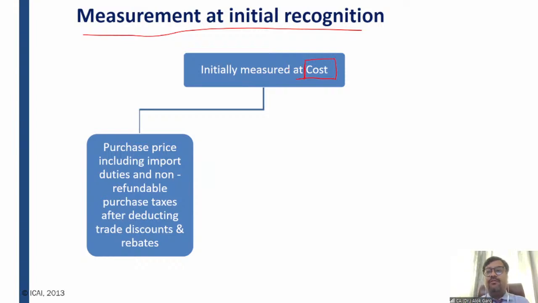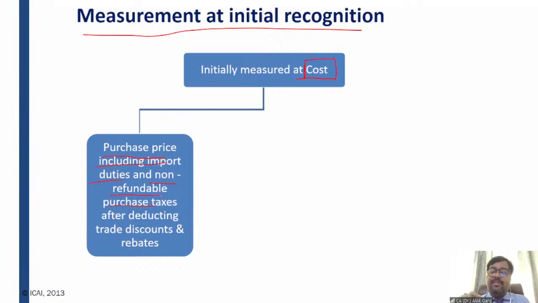And what is the definition of cost? It says that purchase price, including import duties and non-refundable purchase taxes. When I'm saying non-refundable purchase taxes, I mean to say if there are non-refundable purchase taxes, these are going to be capitalized as a cost of the asset. If there are refundable taxes, for example, I have paid GST for purchase of machinery and I'll get an input credit of GST, so this will not be my cost, right? Because I'll get the input, right? So this is not my cost.